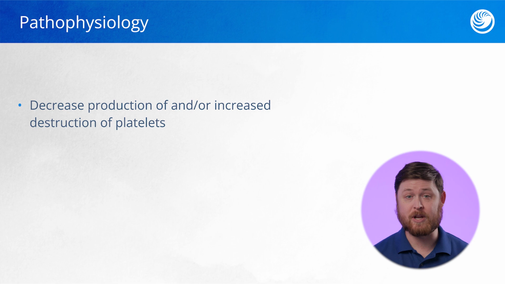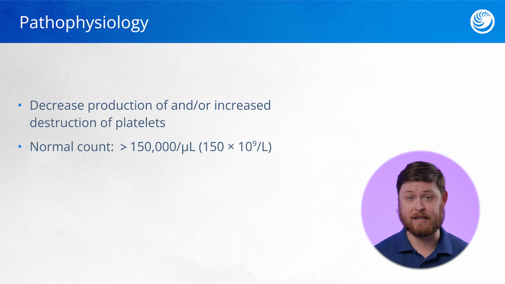or from increased platelet aggregation or clot formation within the body. A normal platelet level in most clients is going to be higher than 150,000 platelets per microliter of blood, or 150 times 10 to the 9th per liter.